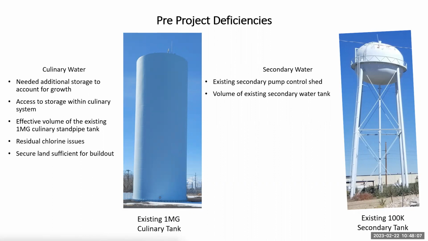And then kind of some other ancillary things with this too was we own and operate a secondary system, and our secondary water tank was only 100,000 gallons. And that's this one on the right-hand side of the screen. And we were having the same issues with just how small it was. And our pumps were set to turn on based off the elevation of the water in the tank. And you can see how small the volume is. Our pumps are turning on and off constantly, just because the volume of that tank was so small.